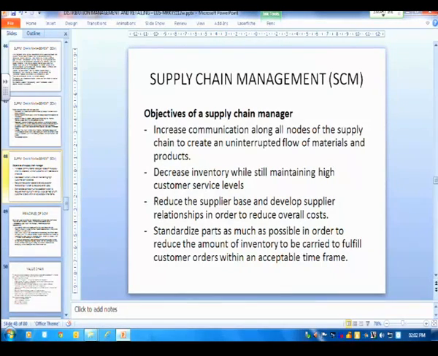Secondly, decrease inventory while still maintaining high customer service levels. Thirdly, reduce the supplier base and develop supplier relationships in order to reduce overall costs. And lastly, standardize parts as much as possible in order to reduce the amount of inventory to be carried to fulfill customer orders within an acceptable time frame.